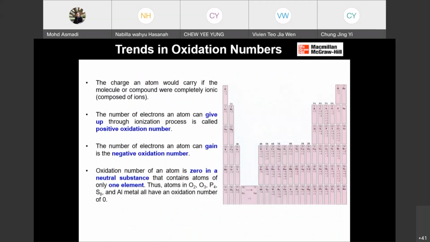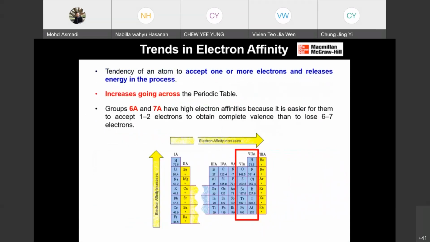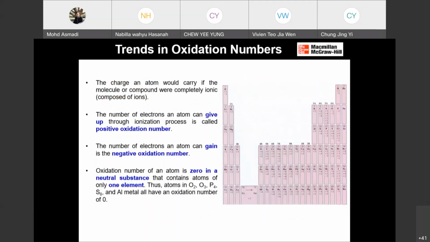So let's see the oxidation number. The number of electrons an atom can give up through the ionization process is called a positive oxidation number. It is almost similar to electron affinity and ionization energy. If it gains, it is a negative oxidation number. Zero means a neutral substance or atom, like O2, O3, P4, where the oxidation number is equal to 0.